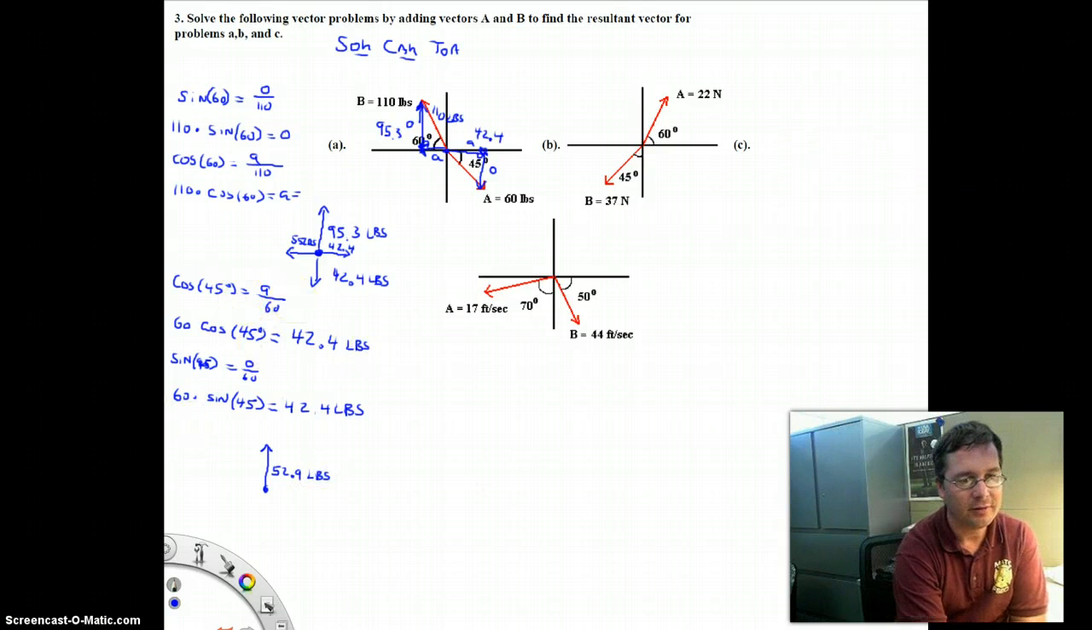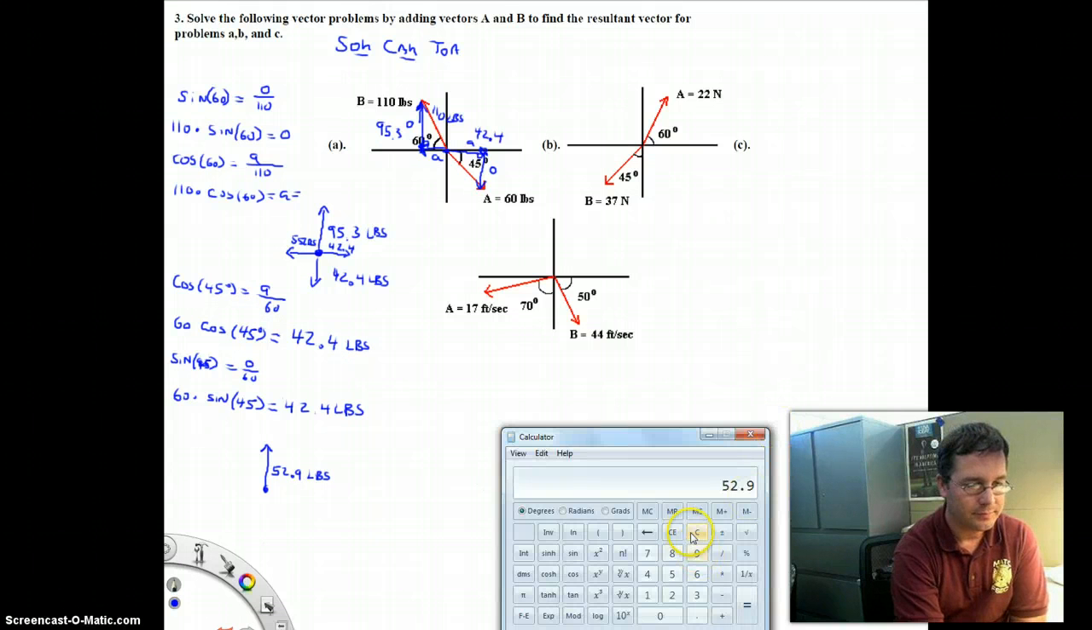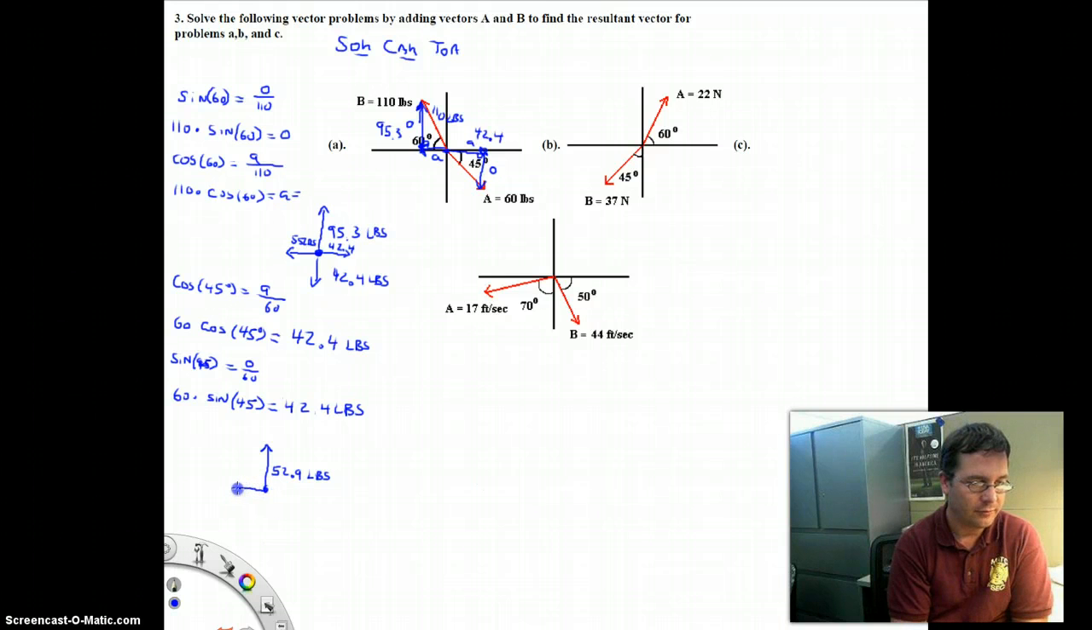And let's look at the horizontal component. So we have 42.4 pounds to the right, and we're going to subtract from it the 55 pounds because it's in the leftward direction. And we get negative 12.6 pounds. Now, the negative just denotes that this is going to be left on the x-axis. So we will draw this here. And this is 12.6 pounds.